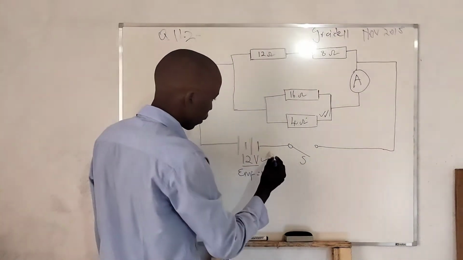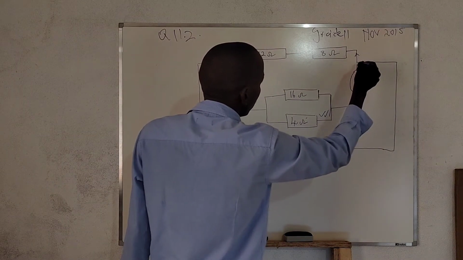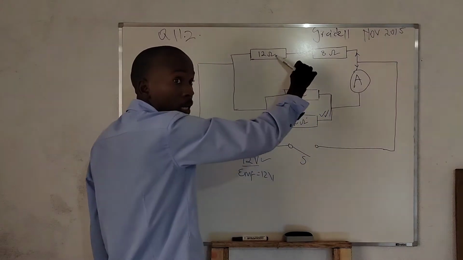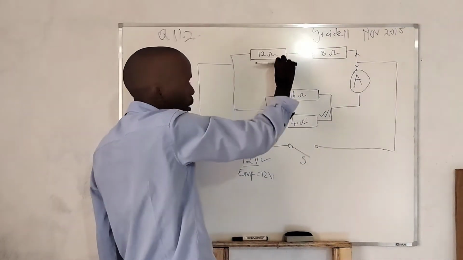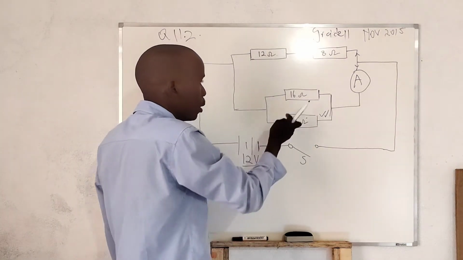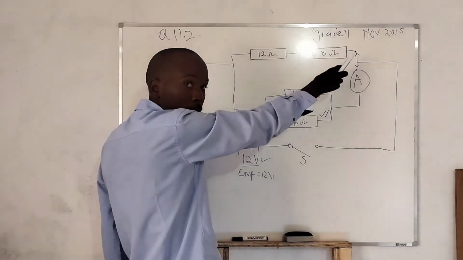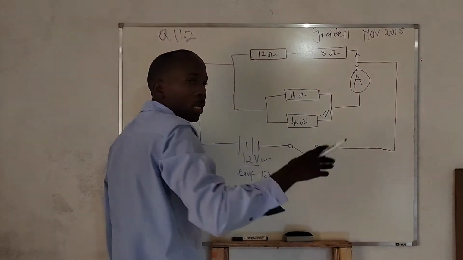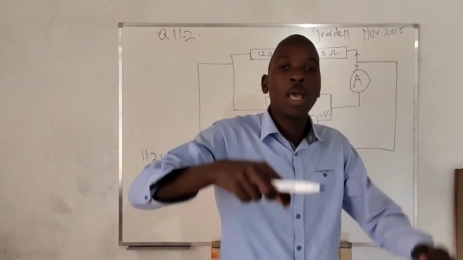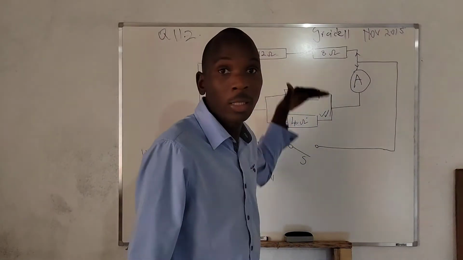Then we have the voltage across the 4 ohm resistor. This is the voltage from the battery. So remember what happens when these resistors are in parallel. The 4 ohm resistor is in parallel with the 16 ohm resistor and also in parallel with these two resistors here. Remember what happens when resistors are in parallel: they divide the current, but the voltage stays the same.